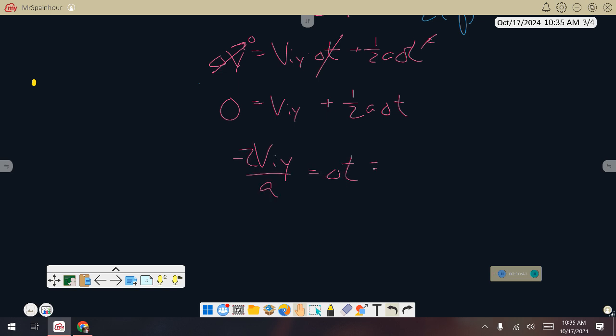Very good. And negative 2, what was VIY? 10 meters per second. Good call. And of course, acceleration is negative g. And you'll notice the negatives cancel like they're supposed to. That's going to be 20 divided by 9.8, which is going to be 2 and change. Probably 2.1-ish. 2.04.